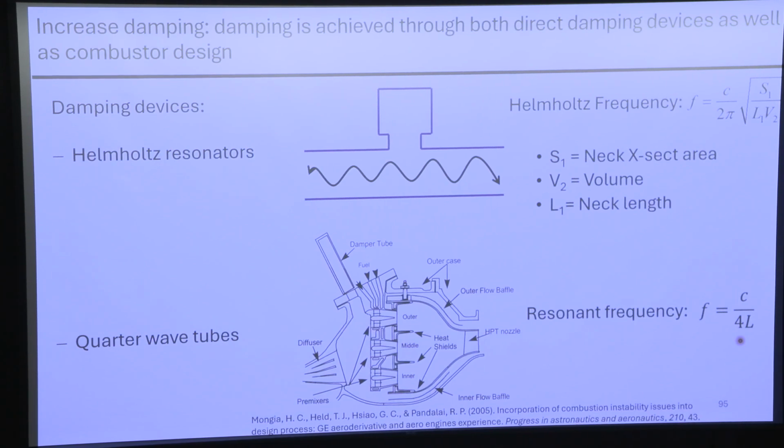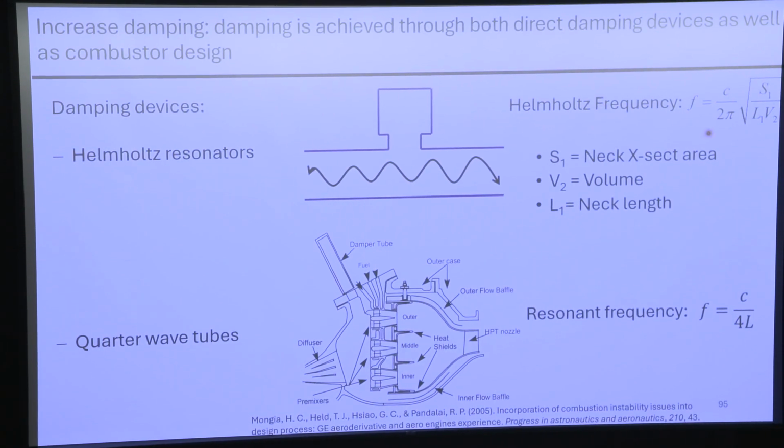In most devices, there are 2 different dampers that we use. One's called a Helmholtz resonator, and one's called a quarter wave tube. A Helmholtz resonator is a Coke bottle. If you've ever blown over the top of a Coke bottle, you have created a Helmholtz resonance. Congratulations. So Helmholtz resonators have what's called a neck and then a volume.